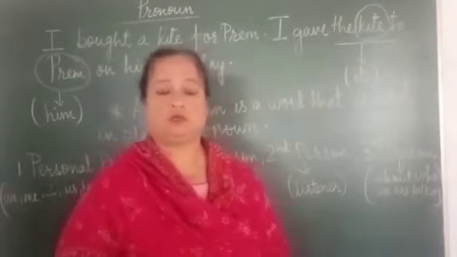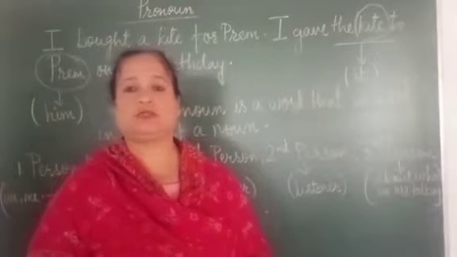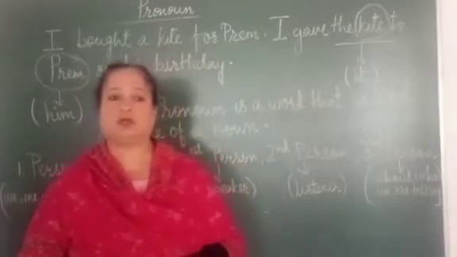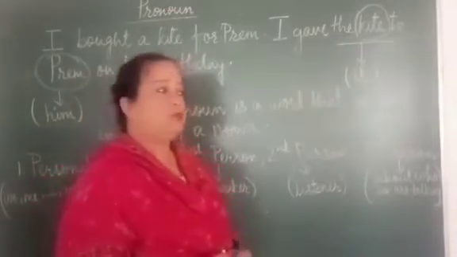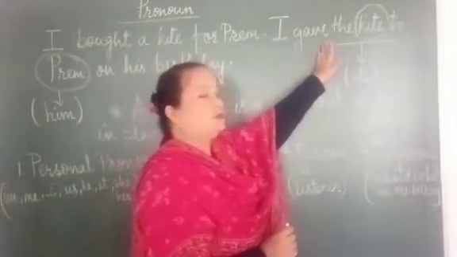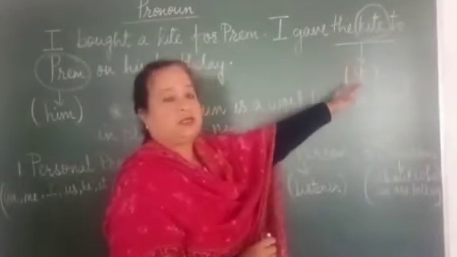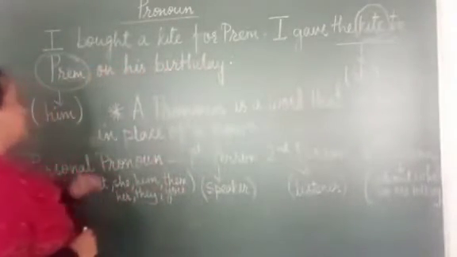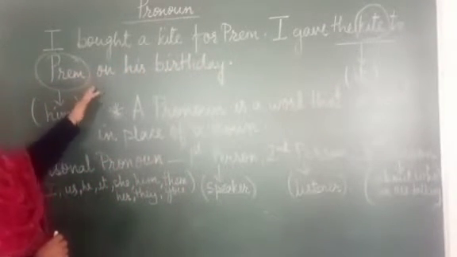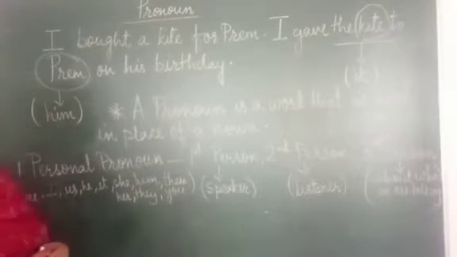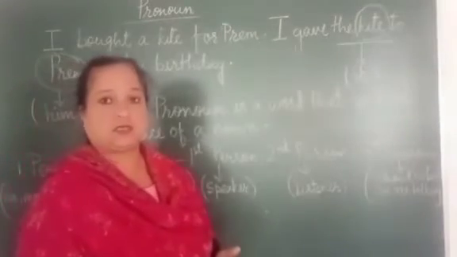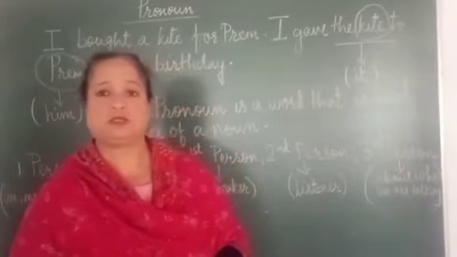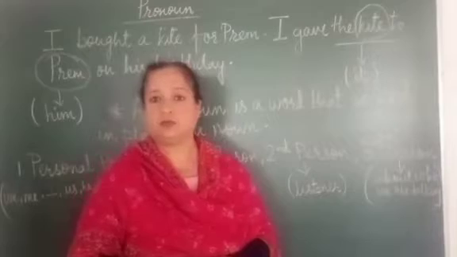Now what are we going to do? We will replace the words that are repeated in the second sentence by new words which are known as pronouns. Now what am I going to use for the kite? Instead of using the kite, I will replace it with the pronoun it. And instead of using Prem again, I will replace this using him. So what did I do? I replaced the nouns with some words.